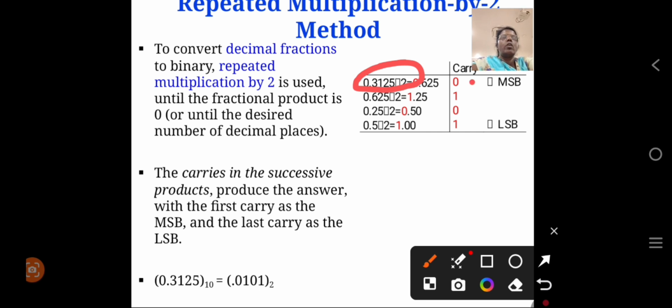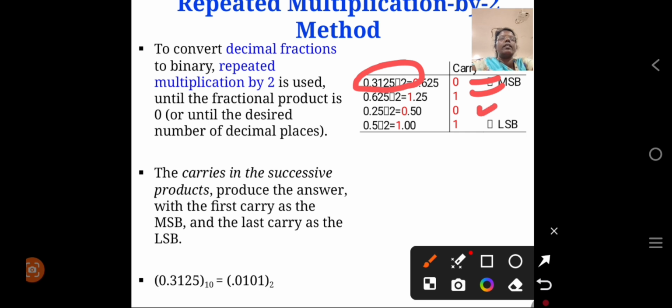So the carry is 0. The integer part of the new product is 0, and that should be recorded separately. In the same way, 0.625 is multiplied by 2 once again, so the new product will be 1.25. The 1 is the integer part, which is recorded as a carry separately. Then the 0.25, the fractional part of this product, is again multiplied by 2, which gives 0.50.